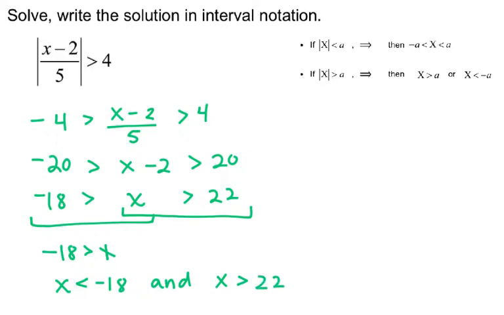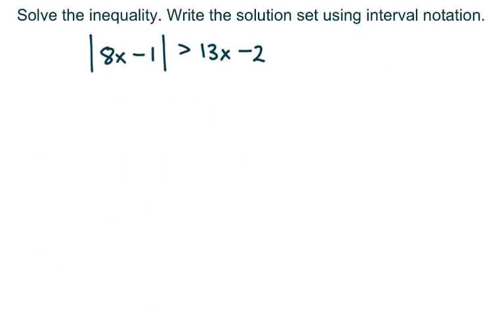And you can't be less than 18 and greater than 22 at the same time. So you'd have to know that this is supposed to be an or, a union symbol. So mathematically, that's not exactly correct, but the shortcut does still sort of work. Let's look at one last example. So for our last inequality here, this is really a situation where we do need to separate. So we have absolute value of 8x minus 1 is greater than 13x minus 2.